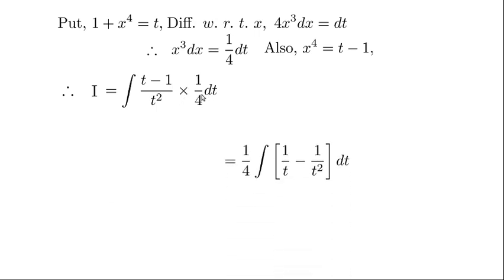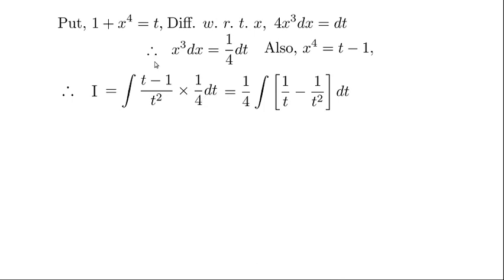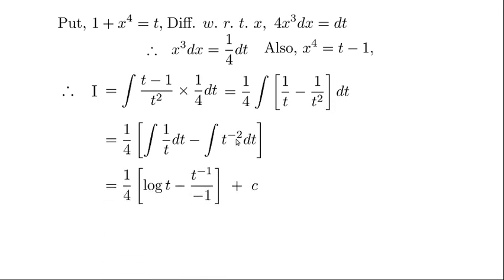So this 1 by 4 goes out. Simultaneously we divide, it gives you 1 by t minus 1 upon t square dt. Therefore it is 1 by 4 times, now take separate integration. So integration of 1 upon t dt minus integration of 1 upon t square, written as t raised to minus 2 dt. So the integration of the first term is log t, and the integration of this is in the form of x raised to n. So it becomes t raised to minus 1 upon minus 1. And now the second part becomes 1 by 4 log t plus 1 upon t plus c.